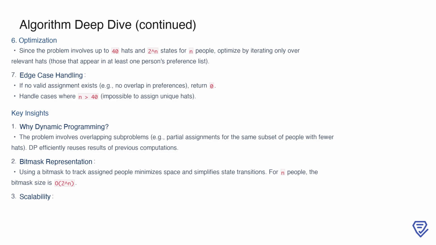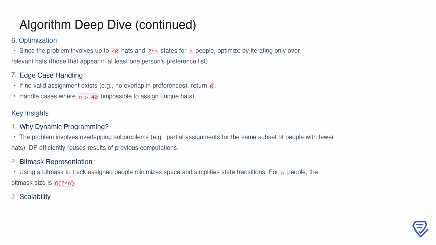Additionally, edge cases must be handled carefully. For instance, if no valid assignment exists, such as when preferences don't overlap at all, we should return 0. Another edge case arises when the number of people exceeds 40, making it impossible to assign unique hats, in which case we also return 0.